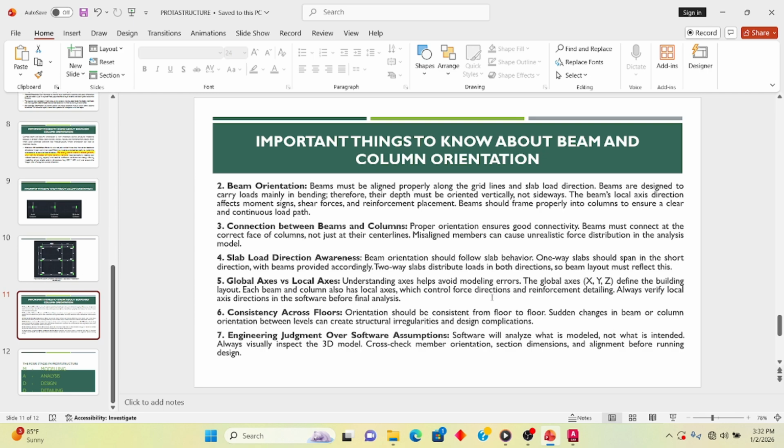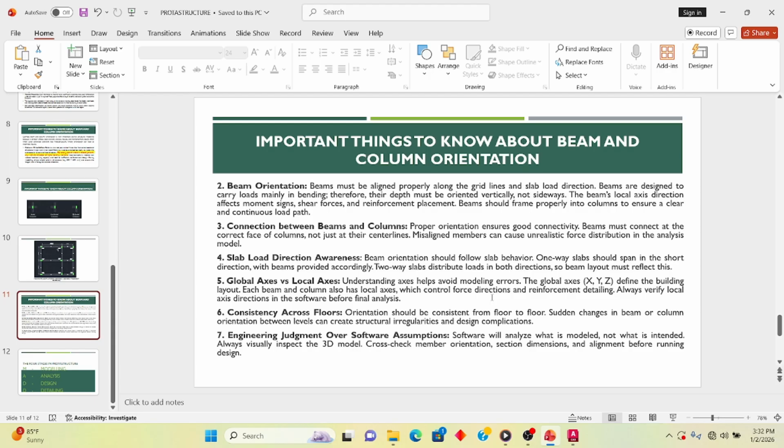Now, these are things that are very, very critical. You can pick up any of these things, and then you research on them individually and understand them in depth, because they are very, very important during design.